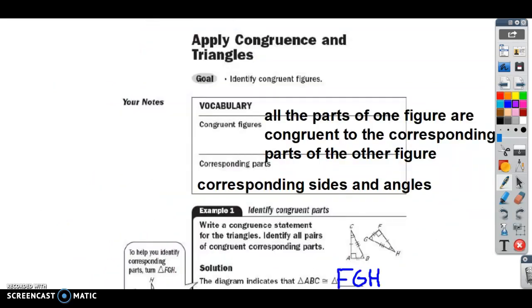We are moving on to some vocabulary that you might have to pause and write down. So congruent figures are figures where all the parts of one figure are congruent to the corresponding parts of another figure. Okay, and the corresponding parts are the corresponding sides and the angles.